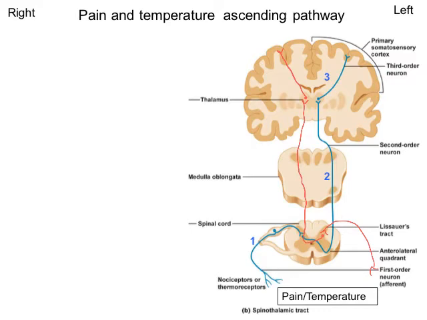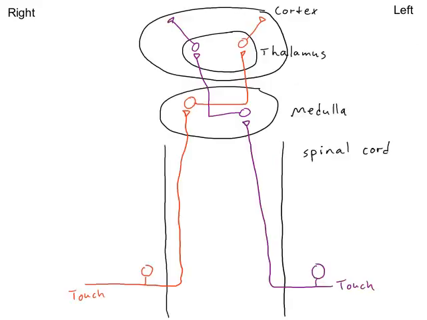So I drew a much simpler version of these pathways here. So this is showing touch neurons from both the right and the left coming into the spinal cord. They travel up on their own sides of the spinal cord, and then they cross in the medulla and then head up to the opposite side of the cortex.